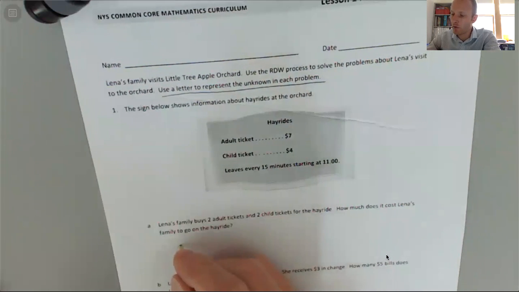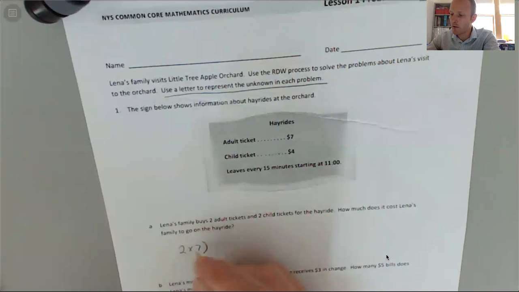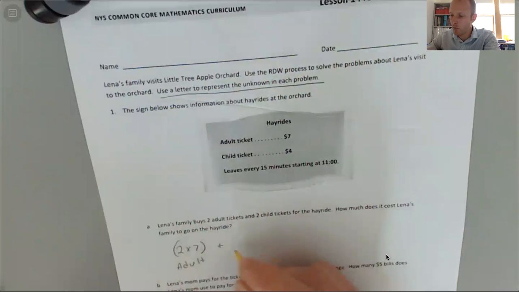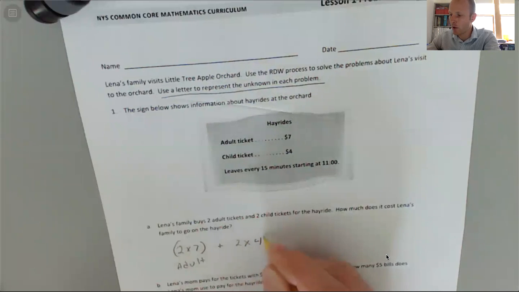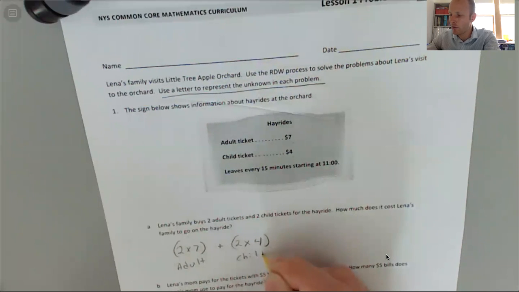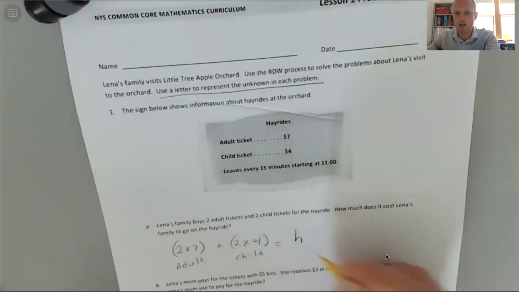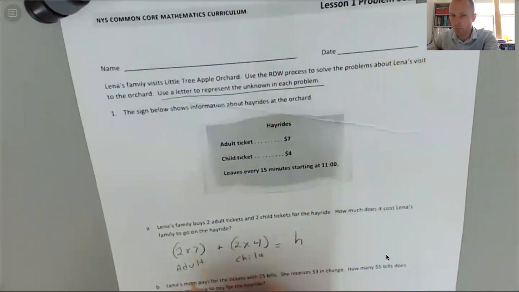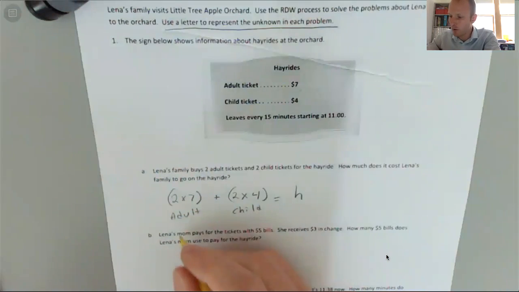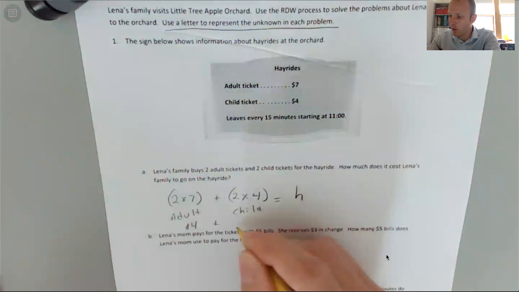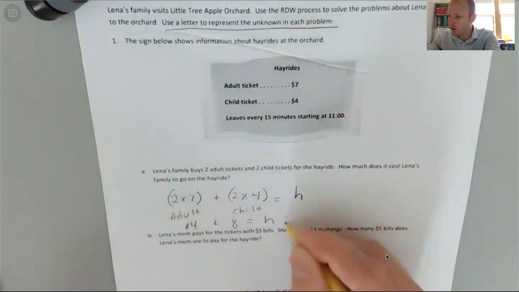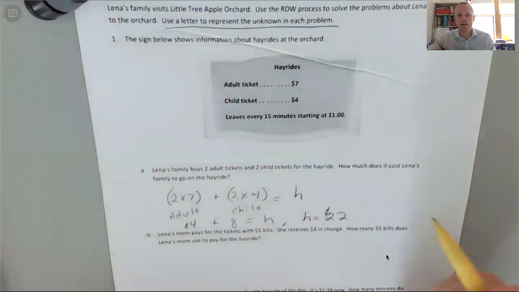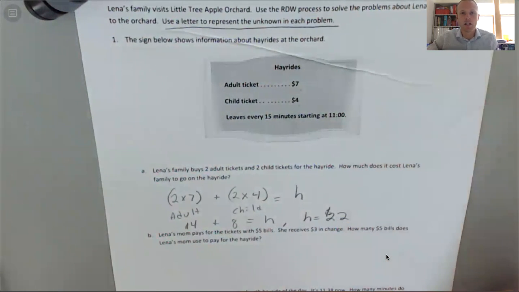So we have 2 times 7. That's the adults, I'll label it. Plus 2 times 4. This is child, equals H for hayride. So now we can simplify this. We can say 2 times 7 is 14. I'll move my camera down a little bit. It's 14 plus 8 equals H. So H equals $22. And then you'd write a sentence saying her family spent $22 on hay rides.